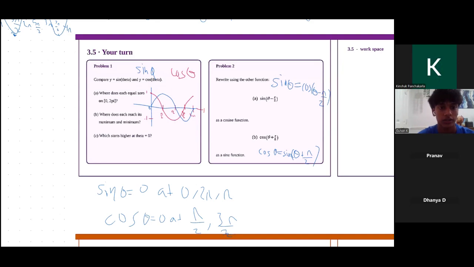Where does each reach its max and minimum? So for max, for sine, it reaches it at pi over 2. And for cosine, max is going to be at, if you just look at it, 0 and 2 pi, where it equals 1.